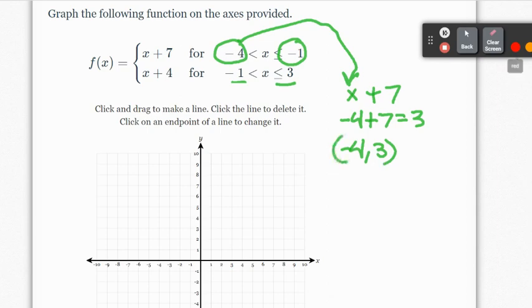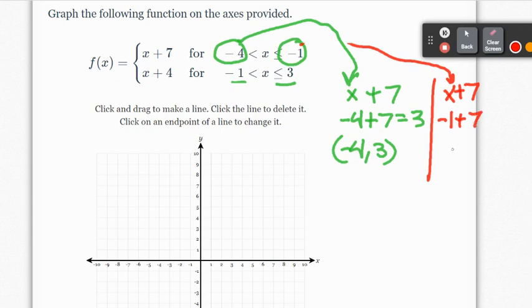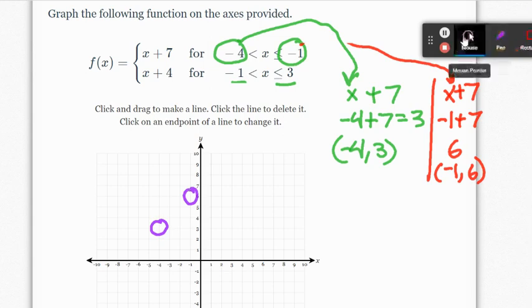That's the starting point, and then my ending point, I do the same work, x plus 7. I plug in the negative 1, and that's going to be negative 1 plus 7, which produces a 6. So I get a coordinate of negative 1, 6. So then I plot those 2 dots, negative 4, 3, and then negative 1, 6. And use the generator, paying attention to the endpoints. At negative 4, I'm going to want a hole eventually. I'll take care of that in a second. And then at negative 1, I end right there with a solid dot.